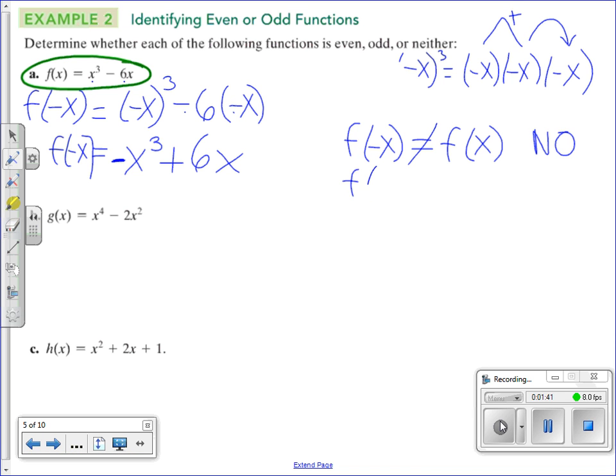Now let's compare f of negative x to the opposite of the original function. So remember, we want to make sure that every sign changed. And what I mean is, here we had a positive x cubed, here we have a negative x cubed, and here we have a negative 6x, and here we have a positive 6x. So would you guys say that this is true?